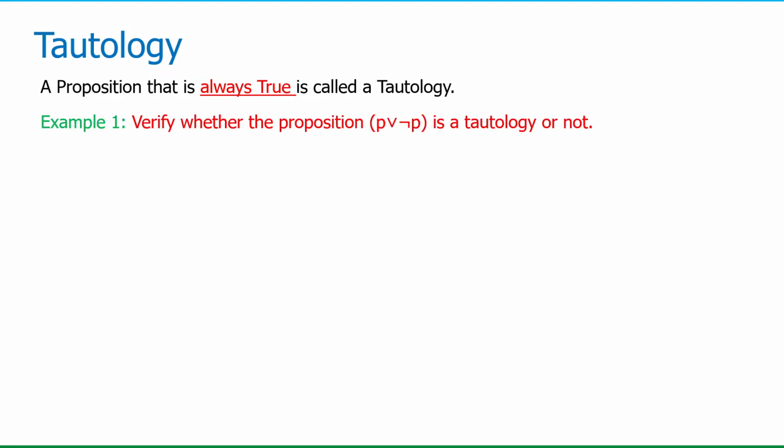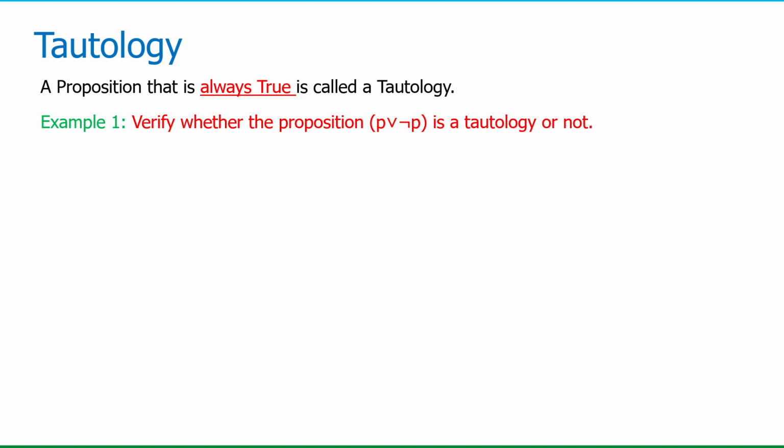Now let us look at the definition of tautology. A proposition that is always true is called a tautology. Let us consider an example. Verify whether the proposition P disjunction negation P is a tautology or not.